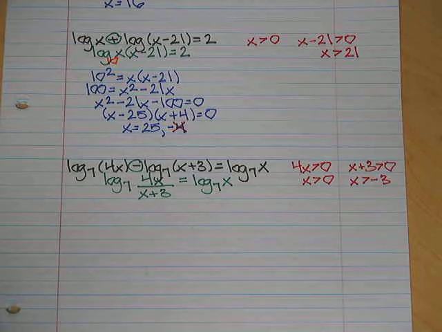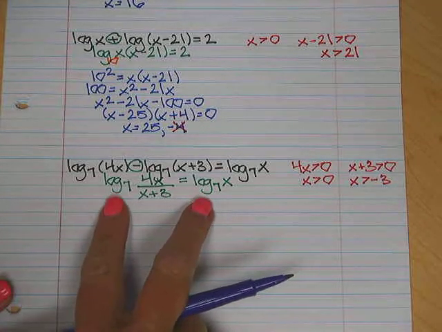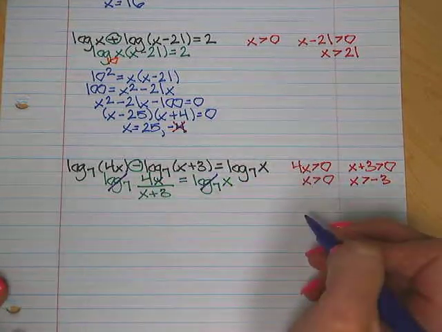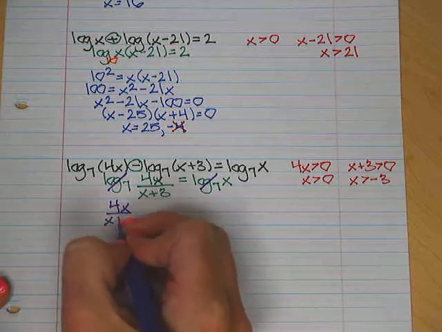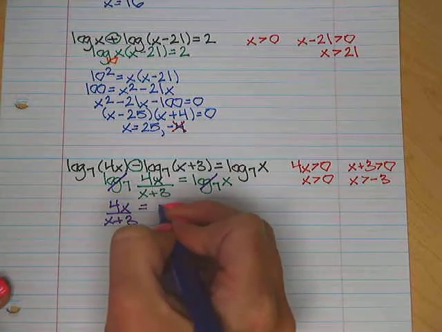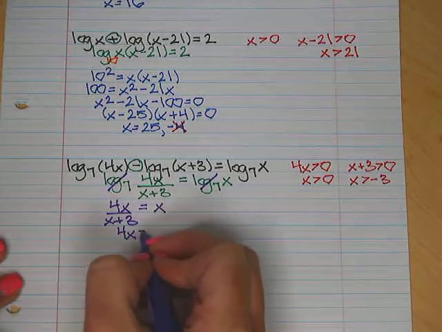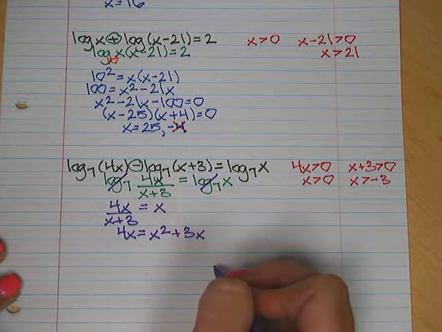Okay, so now we're ready to solve. And just like in exponential equations, if the bases are the same, you can ignore the bases and concentrate on solving the equation created by the exponents. If your logarithms are the same here, as long as you have single logarithms with the same base, you can ignore them and just solve the resulting equation. So the equation we're solving is 4x over x plus 3 equals x.